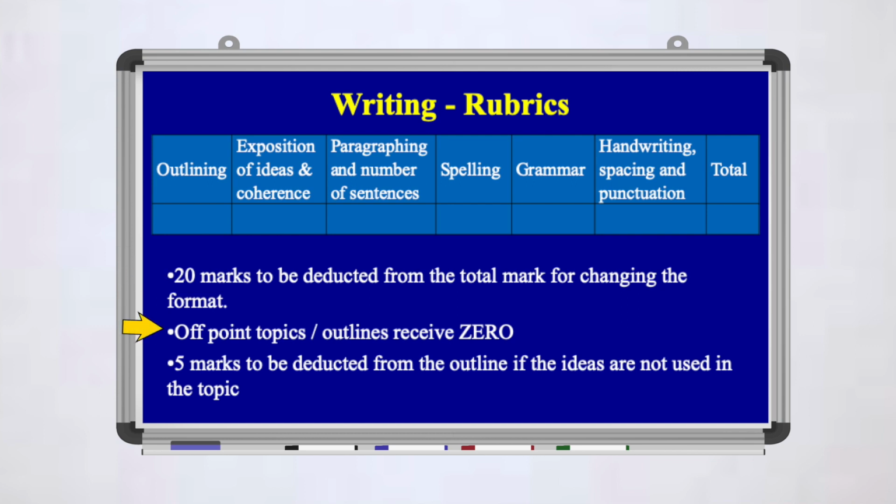And off-point topics. What do I mean by off-point topics? If we asked you, for example, to write about social media, and then you wrote about, let's say, television, it's off-point. So we're sorry, but you will receive a 0. 5 marks to be deducted from the outline if the ideas are not used in the topic. If your outline does not relate to the essay, 5 marks will be deducted. So pay attention to these rubrics.